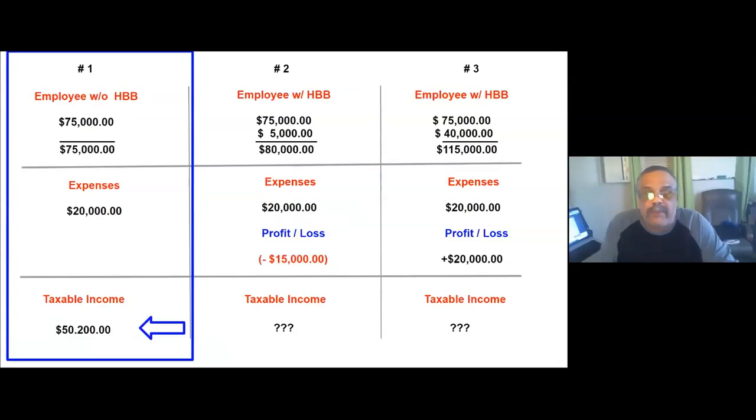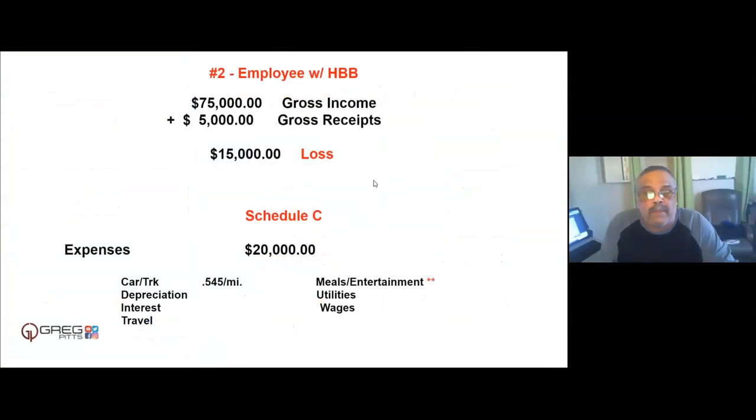Next scenario, we're going to talk about the employee that happened to join your business, that actually got out there and made $5,000 in their business. Now, I'm going to show the $15,000 loss, but you need to think about that. Showing a loss on your taxes is not a bad thing at all. Yes, you are showing a loss on your taxes, but your expenses did not change. You still have $20,000 in expenses.